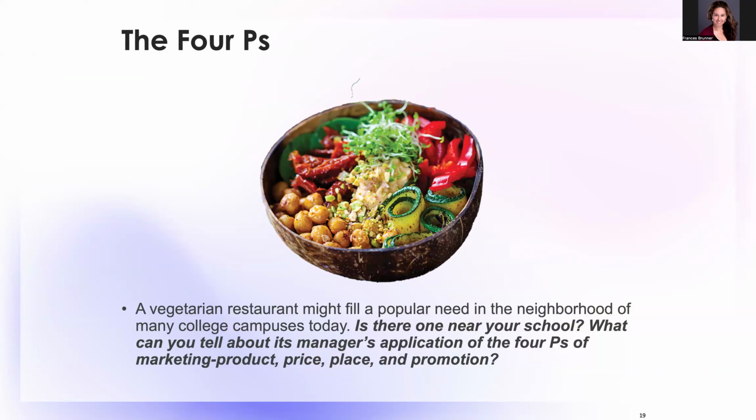Let's think about the four P's in response to a vegetarian restaurant. There may be one near your college campus. If there is, think about how the four P's play a factor in the marketing: product, price, place, and promotion, in order to get the maximum amount of customers in and be available to them and create value.